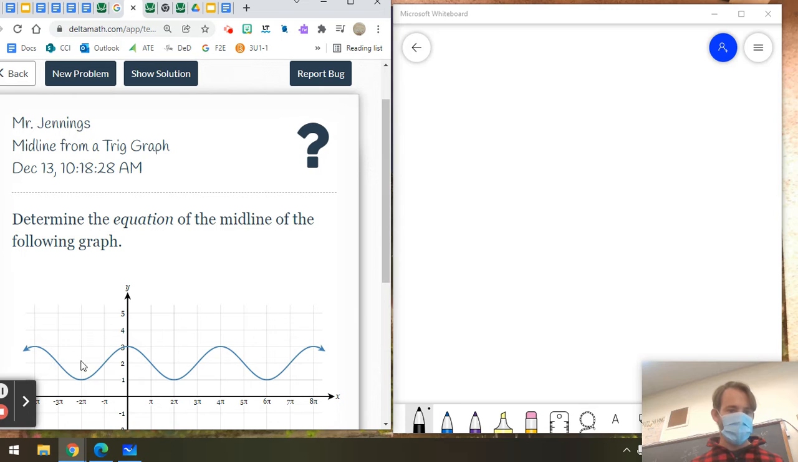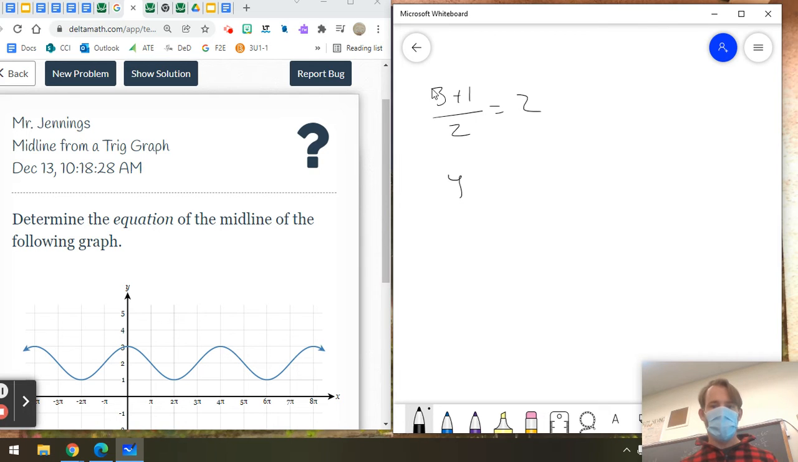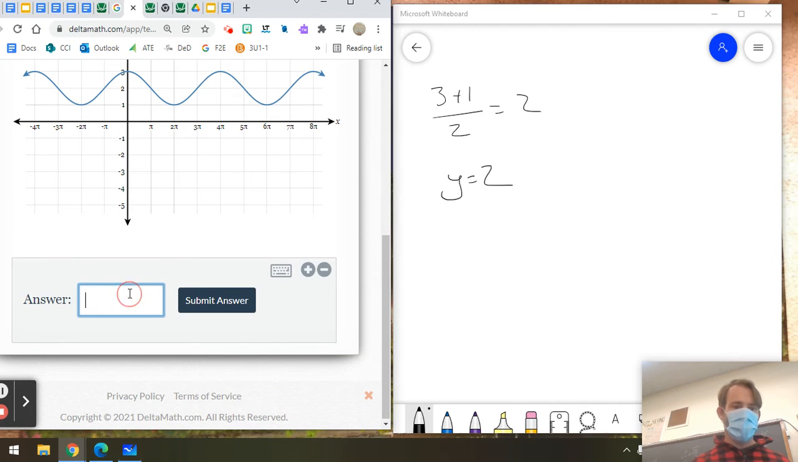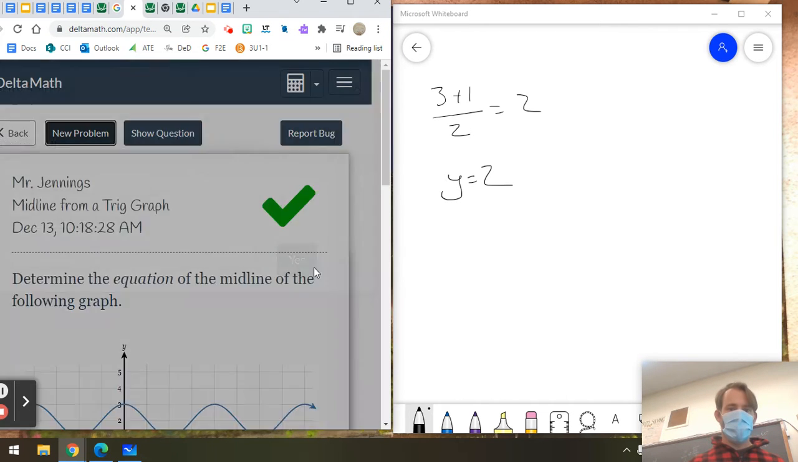So it's going to be this line that goes through the point 2. I could find that out mathematically by finding the average of 3 and 1. So 3 plus 1 divided by 2 equals 2. Therefore, y equals 2 is the equation of the midline here. So I'm going to write y equals 2 and submit that answer. I'm sure I want to submit that answer.